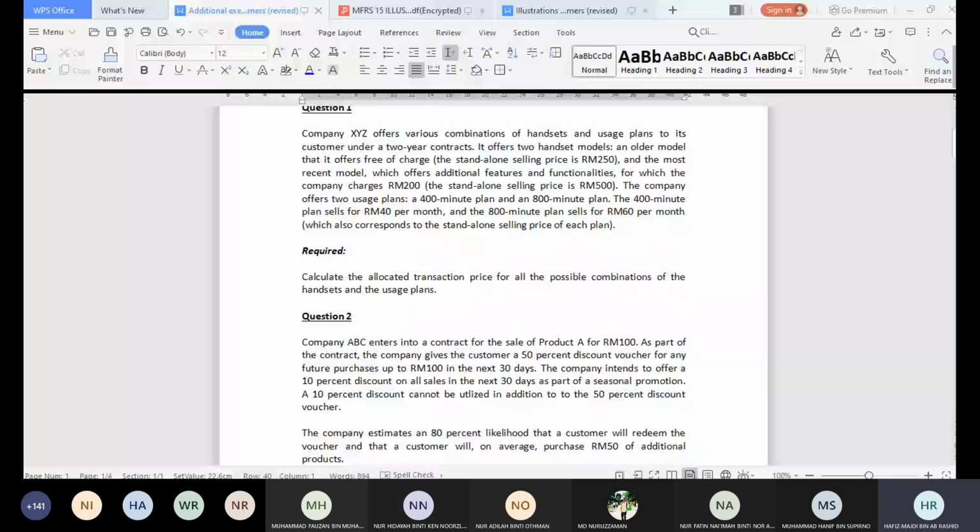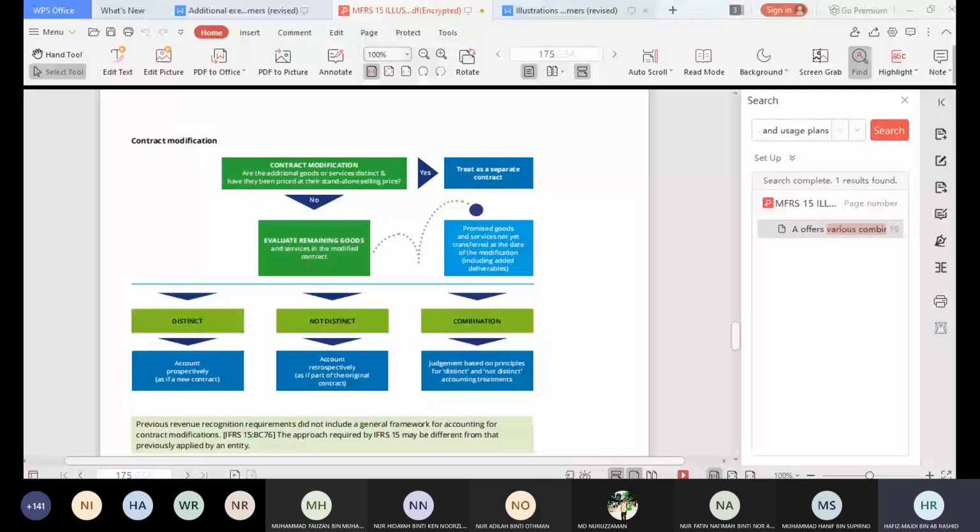So the issue here is only on how to allocate the price into both services, because these two are separate obligations. The handset and the usage plan are separate obligations. So how would you do the allocations? For this question, the answer is from the illustrative example. I think I can just upload it, although it is very long. Later on you can also use this for your later purposes after graduation. You can always refer to this illustrative example.